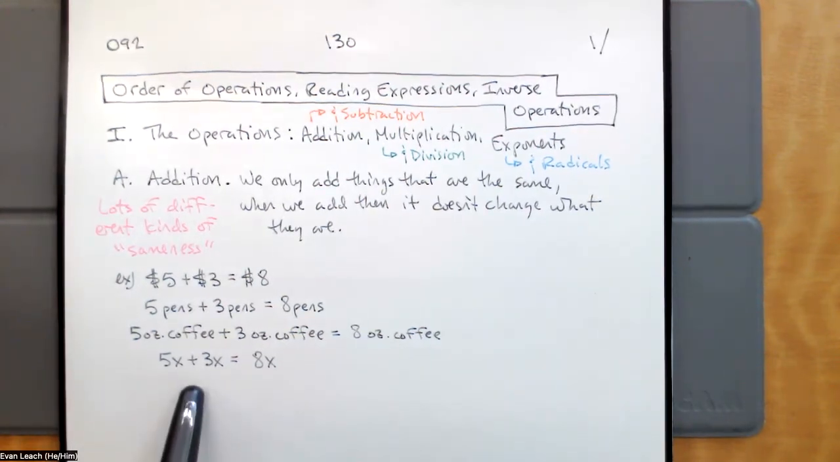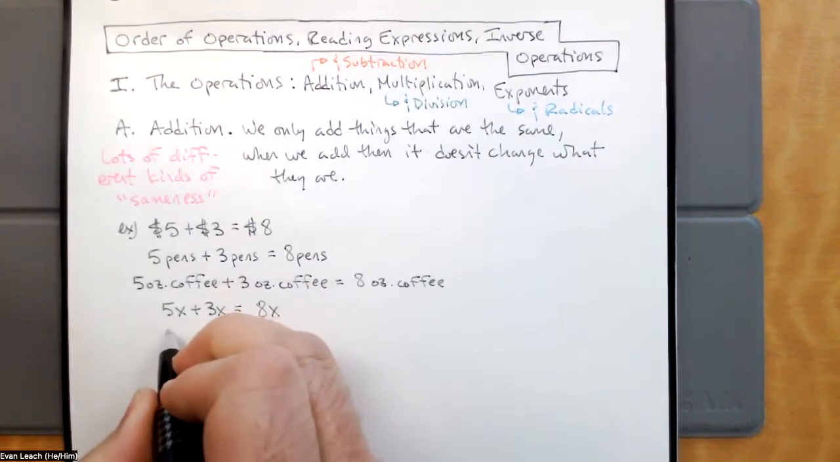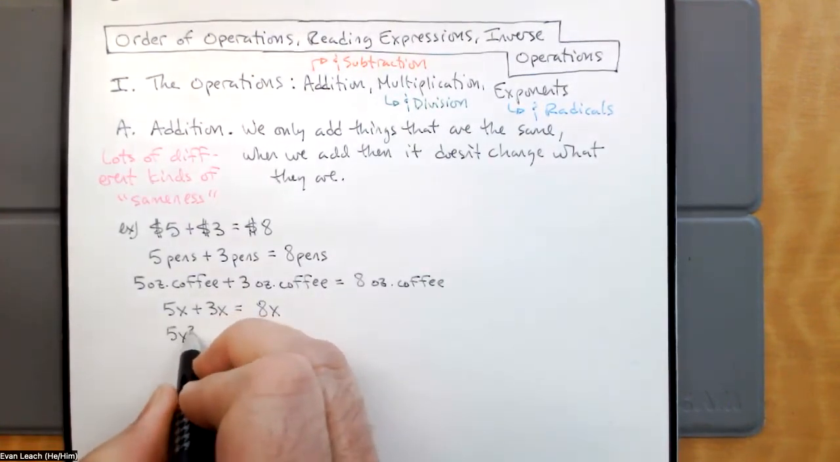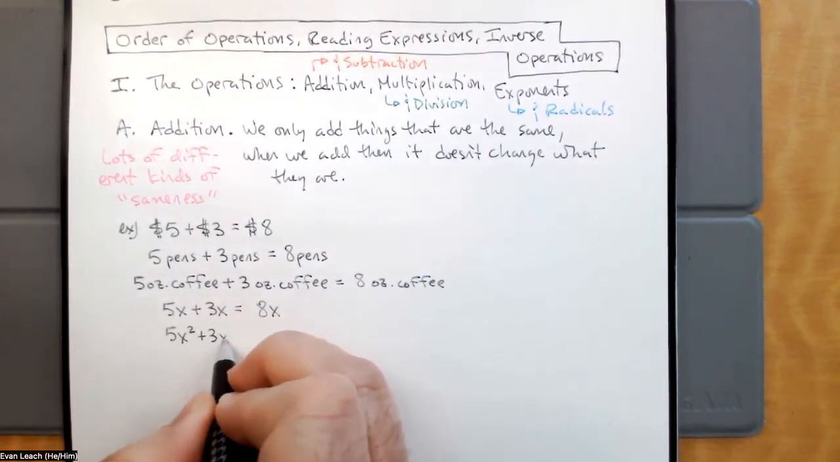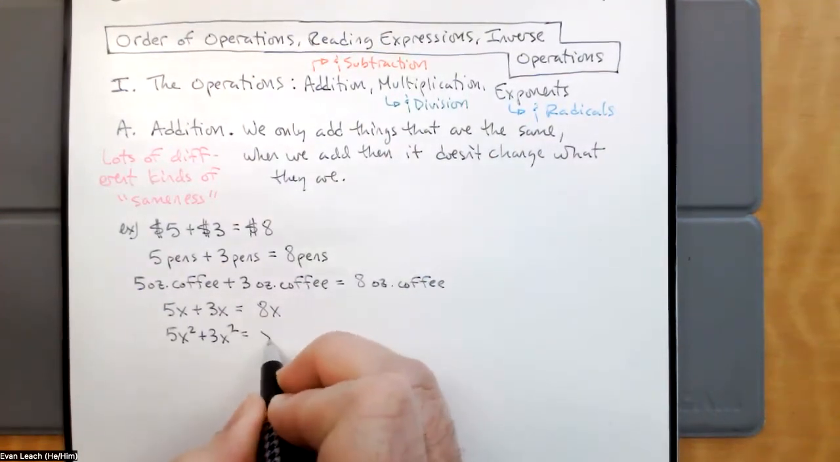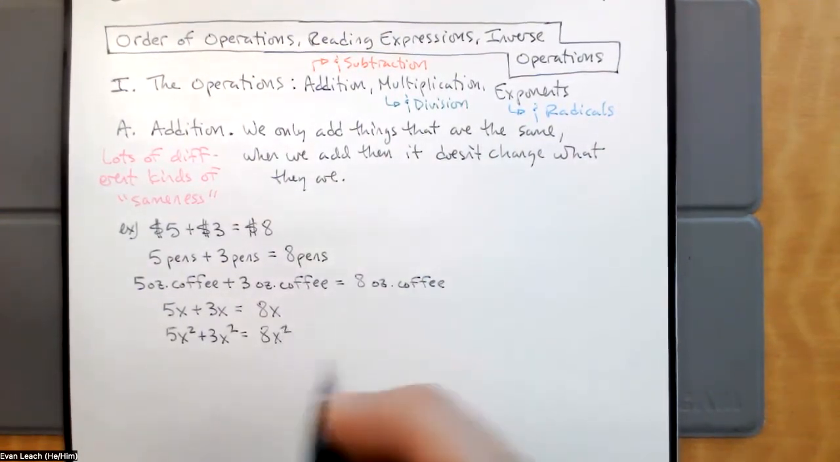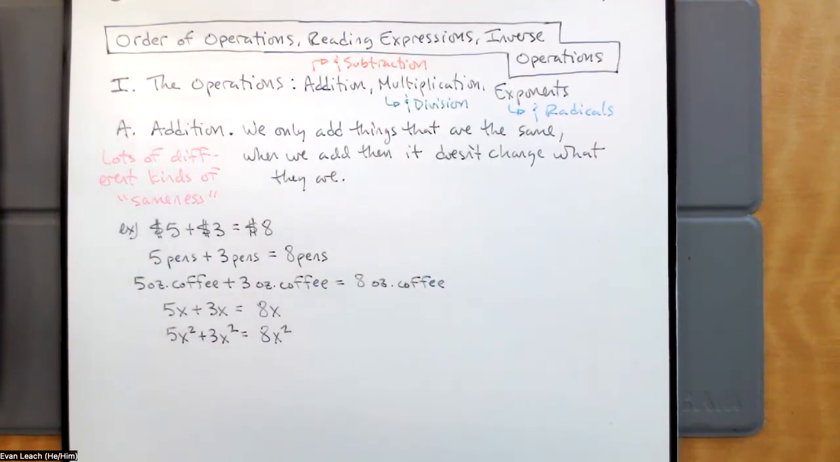So here we've discovered some sameness. It's the same variables, but the variables have to have the same exponents. So if I have 5x squared and 3x squared, what do we have? 8x squared. In algebra, sameness is like terms, and like terms are the same variables with the same exponents.